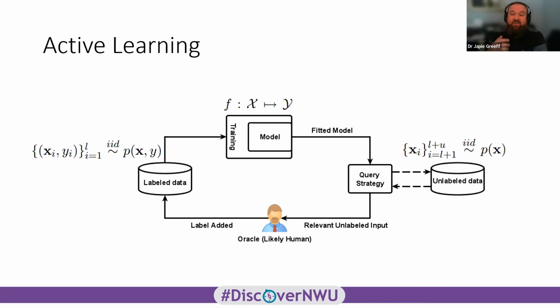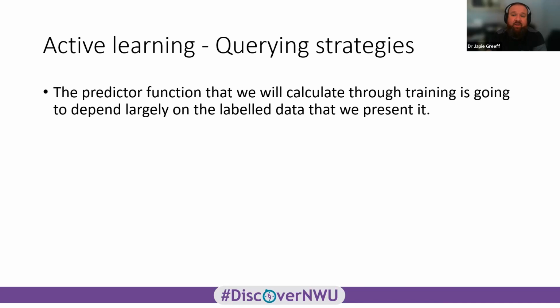Okay. So as you can imagine, this querying strategy is key to active learning because the predictive function that is going to be generated from this is going to depend pretty much entirely on the labeled data that we presented. So as with normal supervised learning, your model is not going to learn anything that you haven't shown it before. It will only learn based on the things that you've presented to it. Okay. So this model is going to depend entirely on the labeled data that you presented when it goes through the training.